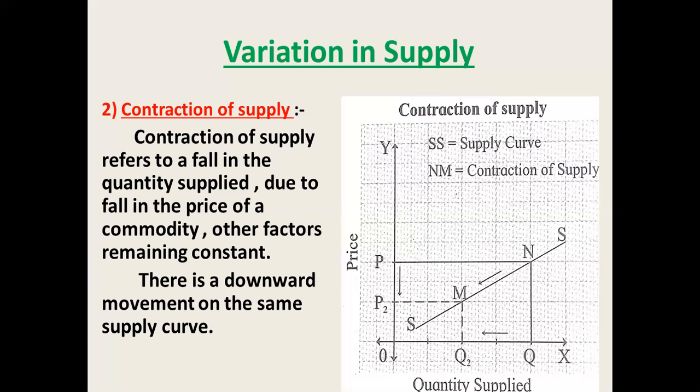Means what? SS is the supply curve, and the movement along that curve is downward. Why is it downward? Because we assume the other factors remain constant, but the price falls, so the quantity supplied falls. That is called the contraction of supply. So this is the second type of variation in supply. I think all students will better understand this point, the variation in supply.